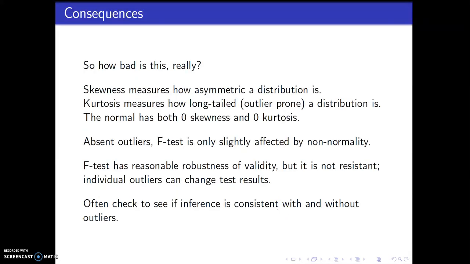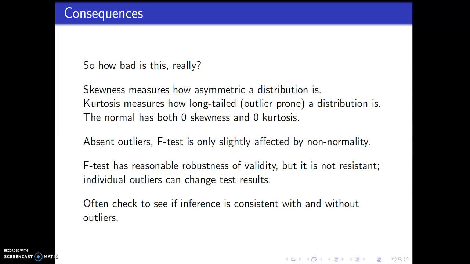All right. Here's a little note Gary wants to make about how bad it really is if we violate assumptions. Skewness, if you recall, measures how asymmetric a distribution is. Kurtosis measures how long-tailed or outlier-prone a distribution is. And the normal distribution has 0 skewness and 0 kurtosis, because remember, it's a perfectly symmetric unimodal distribution.